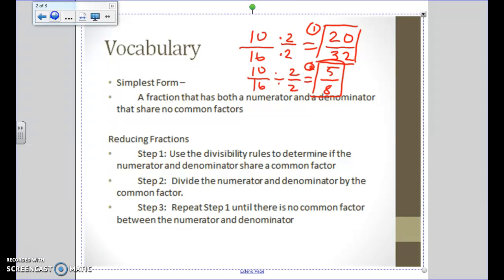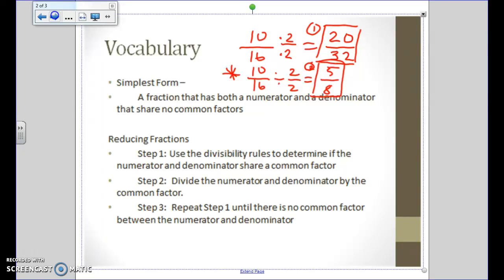Basically, what we're going to do to get the fraction's simplest form is only use division. We're only going to be able to use division until we find all the numbers that they share, both the numerator and denominator. We use up all the numbers they share in common, all their common factors.